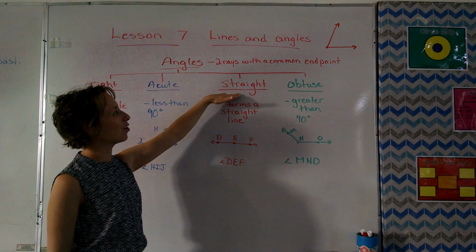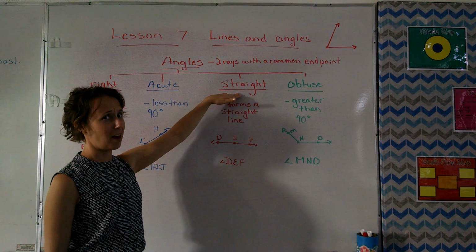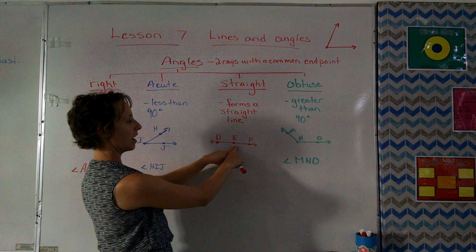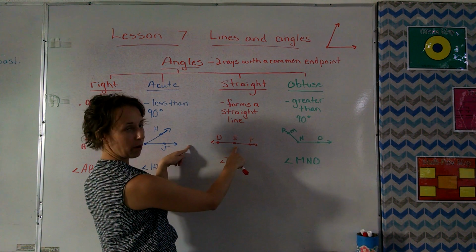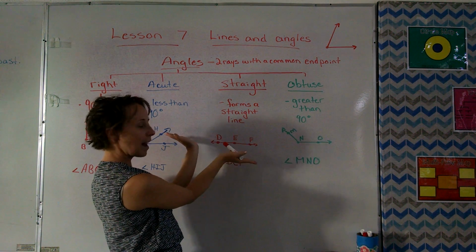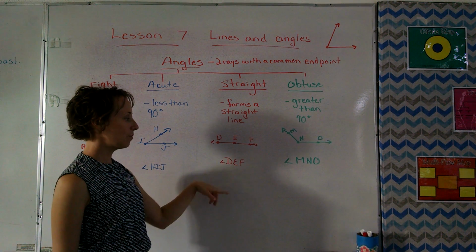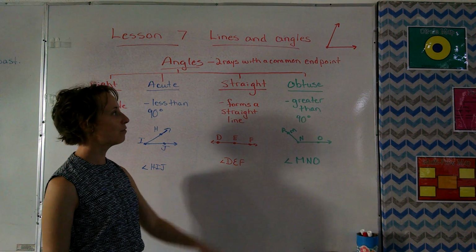A straight angle. This is exactly like a line. Looks exactly like a line, but we're going to think of it as one ray that goes this way and one ray that goes that way. So it is an angle that has formed a straight line. This would be angle DEF, which we'd write as angle DEF.